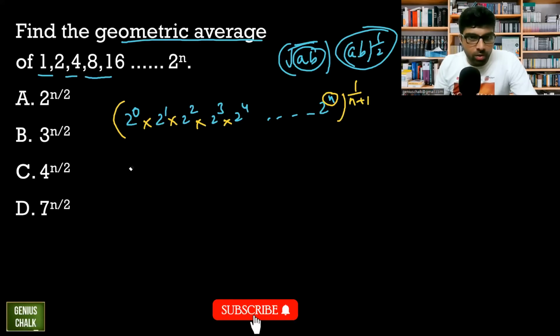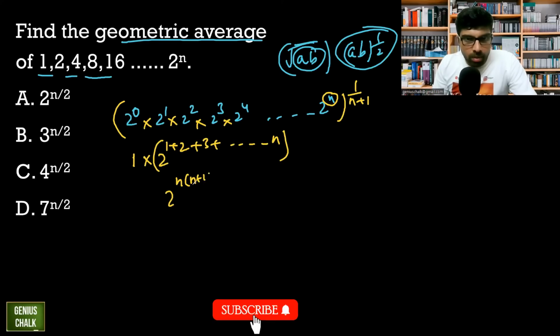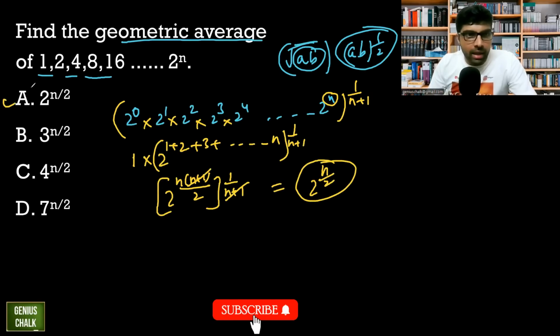You see this is 2 to the power 0. It is 1 into 2 to the power 1. So can I write 1 plus 2 plus 3 up to n? So this is applying the sum formula. You can see that 2 to the power n into n plus 1 by 2. Yeah, this 1 is multiplied. So this is the answer. And this is whole to the power 1 by n plus 1. So now you can see that n plus 1 cancel. And what is my answer? It is 2 to the power n by 2.